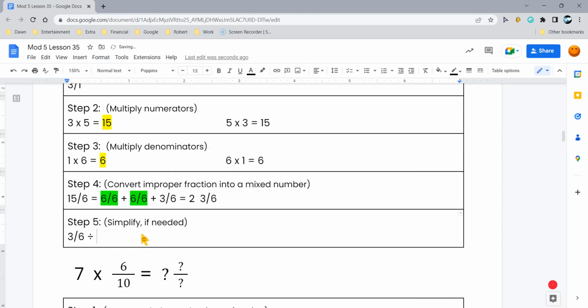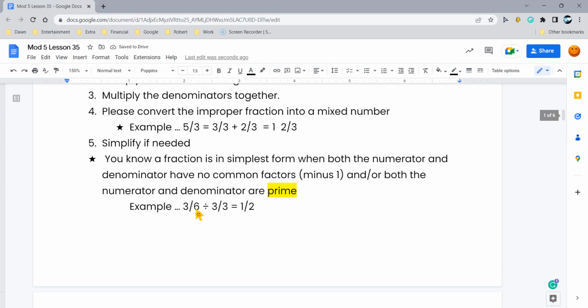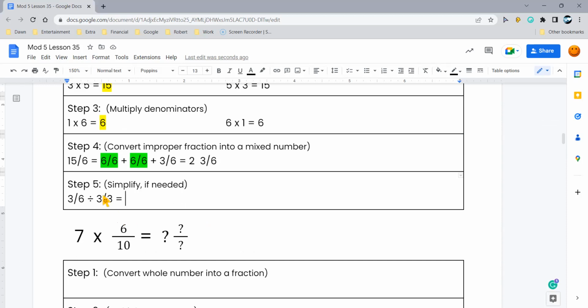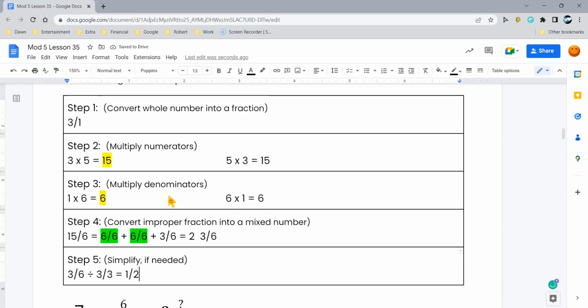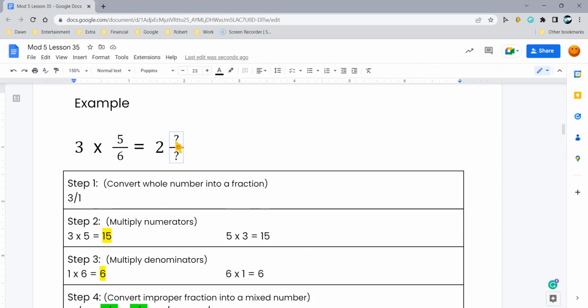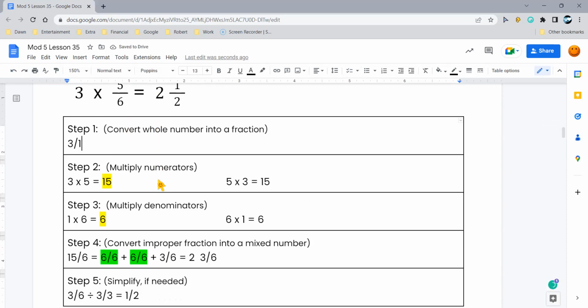Now that I have that, I know that with 3 and 6, I can pull out 3. Look, 3/6. So now that I do that, 3 goes into 3 one time, and 3 goes into 6 two times. So my fraction part has been simplified to 1/2. Let's go look at one more example after I put the answer in my problem.